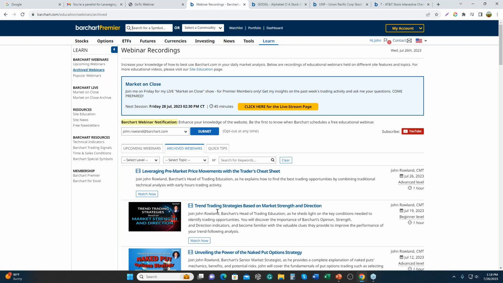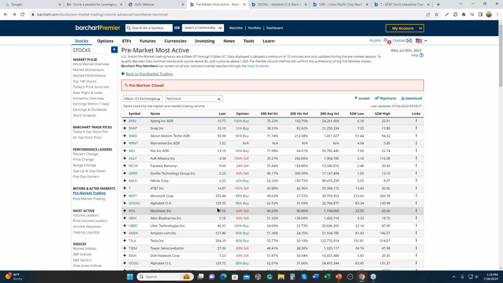But what we want to do is look for those candidates that are seeing price action that is with our opinion. In other words, in this particular stock, there's a greater probability, because the bar chart opinion is 100% buy, meaning that all 13 indicators are indicating a buy signal, that we're going to see a continuation of that price action.